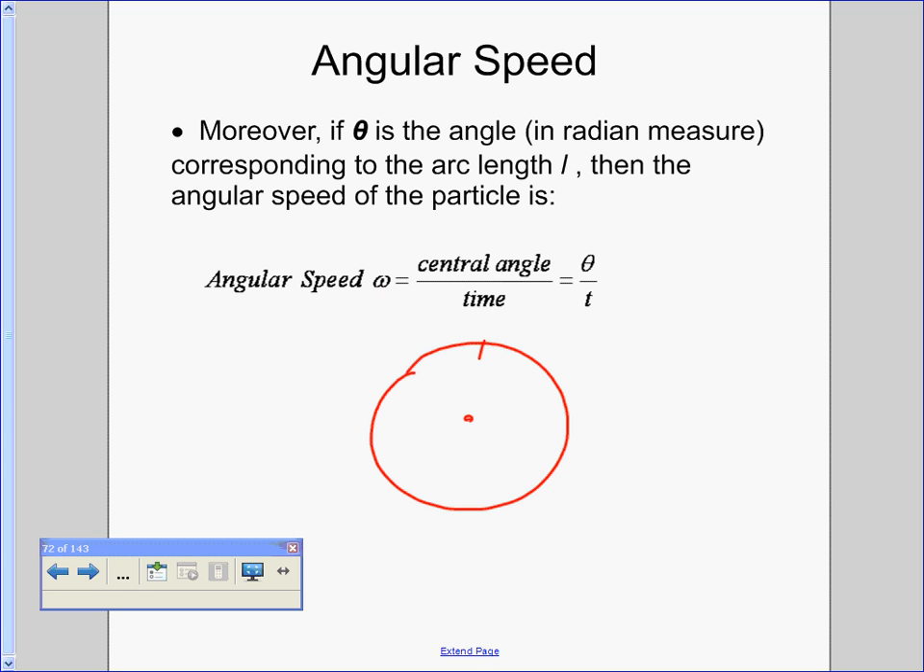So we have a circle, and this time we want to know angular speed. What we're doing this time is not trying to figure out how quickly it's moving along the edge of the circle. Instead, what we're trying to do is figure out how quickly this theta here is changing. So angular speed is going to be our central angle measure, which is our theta, divided by our amount of time.